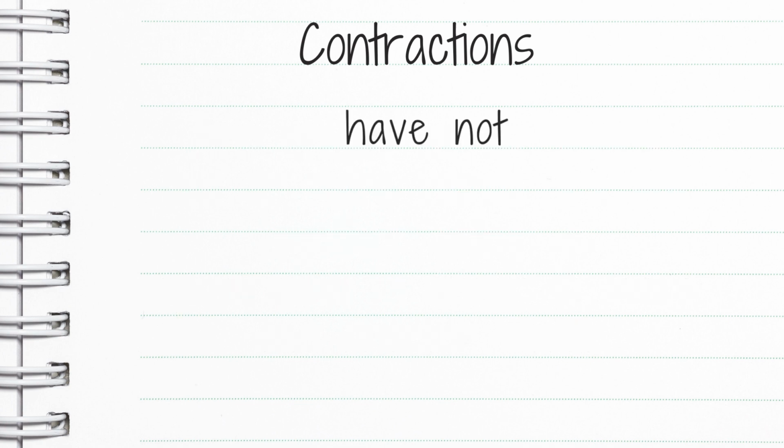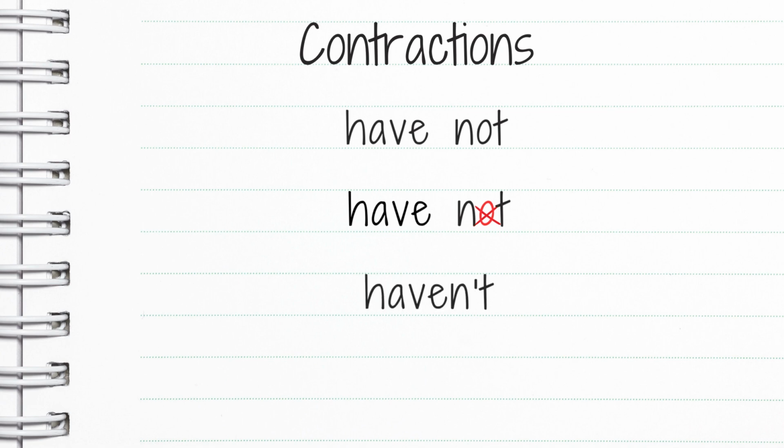So, have not. If we want to make that a contraction, we would remove the letter O in the word not, which leaves us with haven't. So, I have not eaten today, or I haven't eaten today. It just makes the word shorter, obviously. It helps us say it a bit faster.